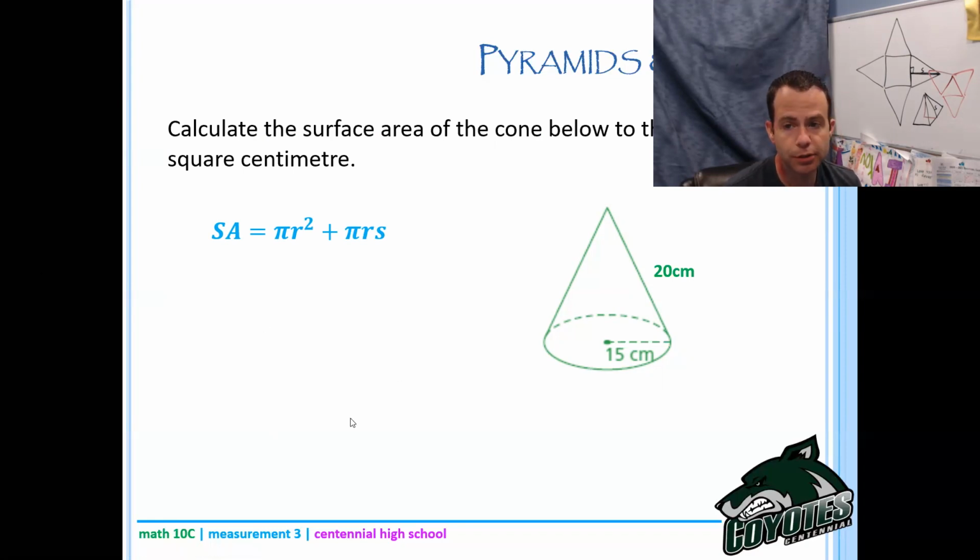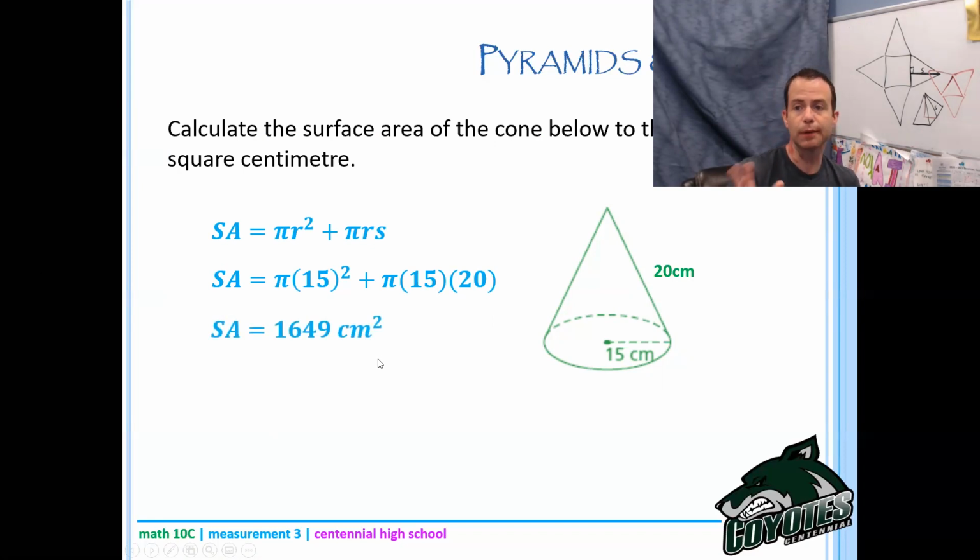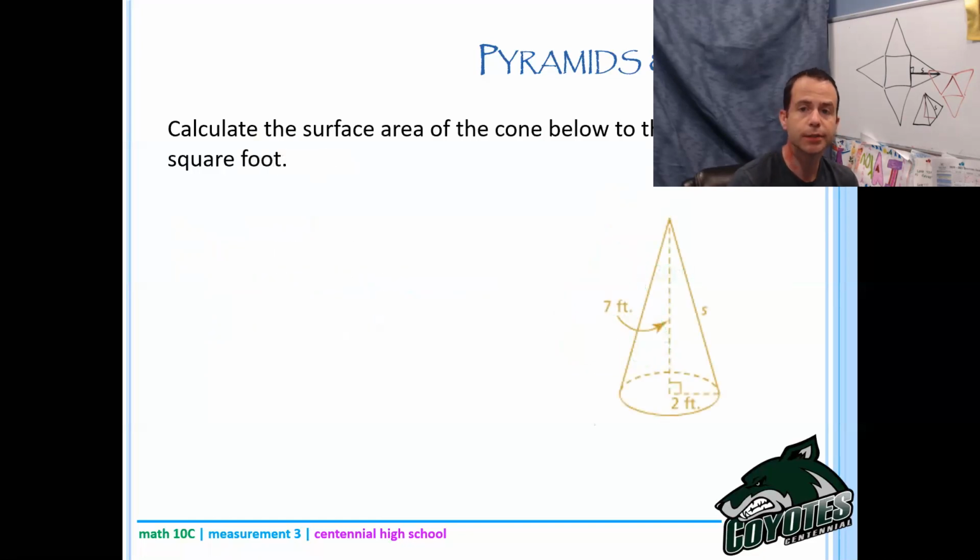Okay, so fill in what you know. I know my radius is 15, and I know my slant height is 20. Plug all that in your calculator. You should be getting, when rounded to the nearest square centimeter, 1649 centimeters squared.